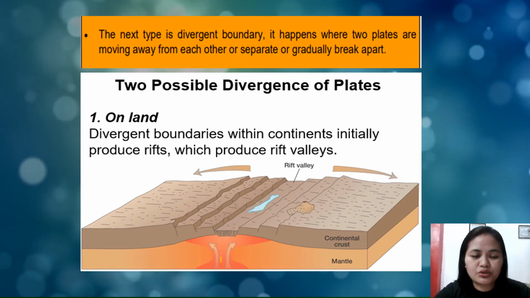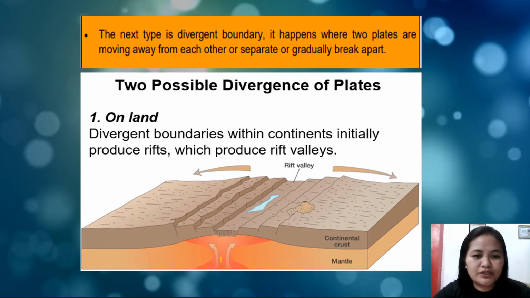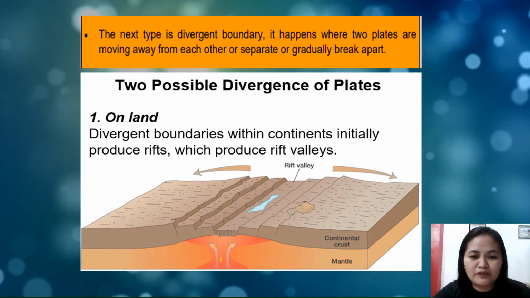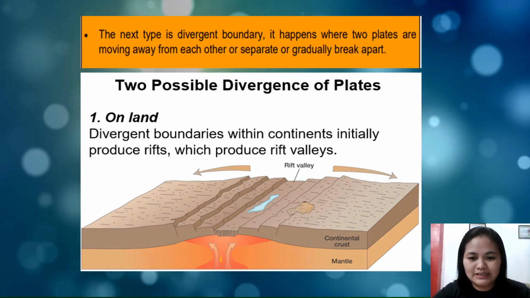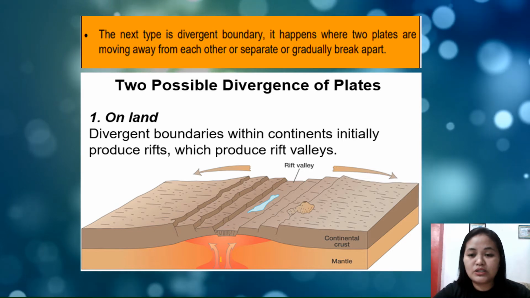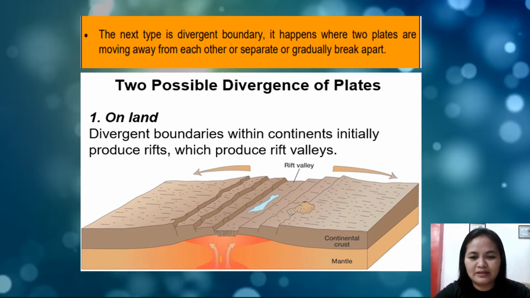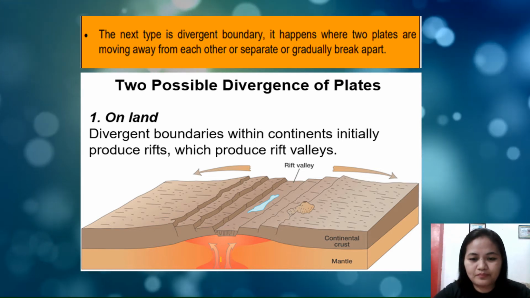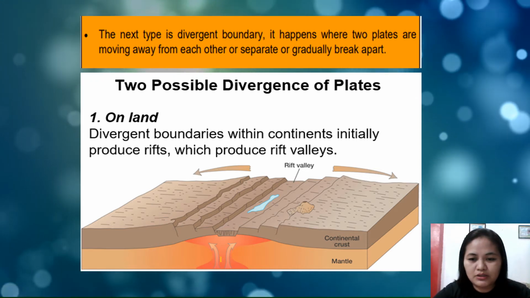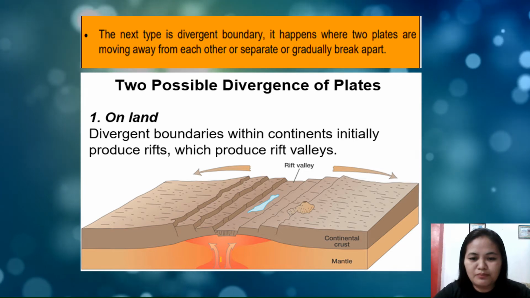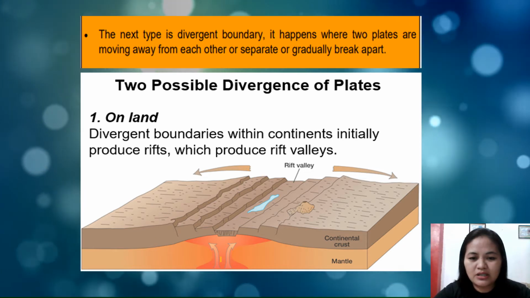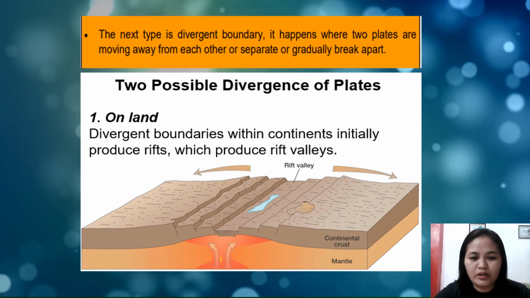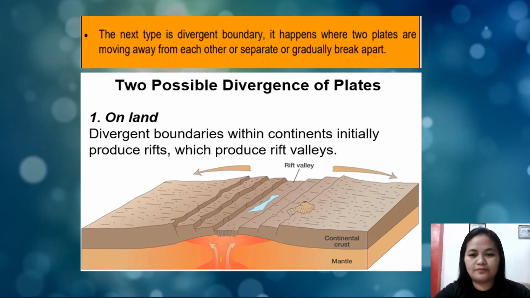Again, what are produced when divergence happens on land? We have rift and eventually rift valleys. Tandaan nyo na, meron yan sa aanseran mamaya. Kaya nga kasali sa point to remember. Look at the picture. This brown is the continental crust, and the next layer, of course, is the mantle where magma is formed.